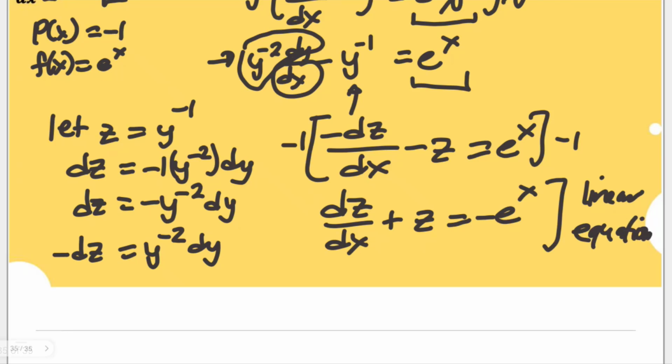And since this is linear, we can now solve for z, not y. We can now solve for z. Once we are done with z, we connect it to this representation, and we can now solve for y, which is the main concern of this given Bernoulli equation.